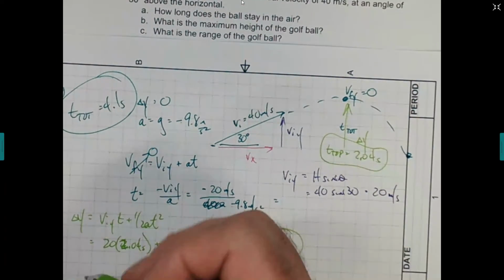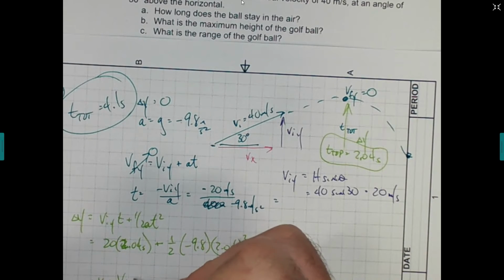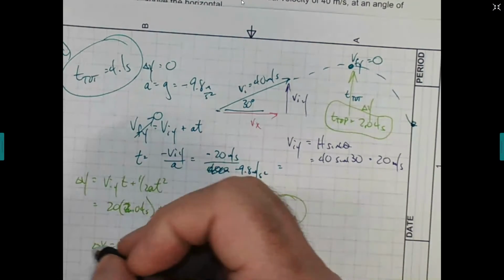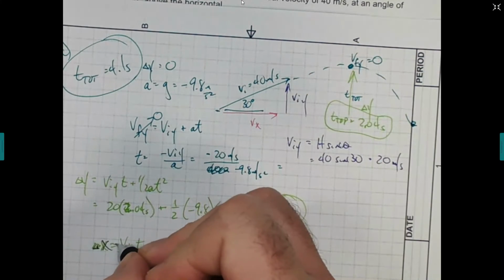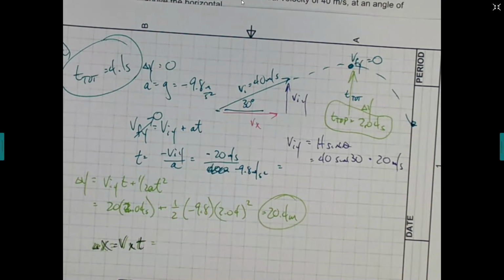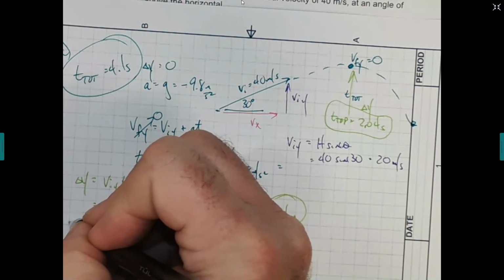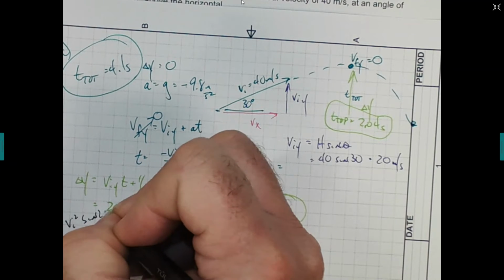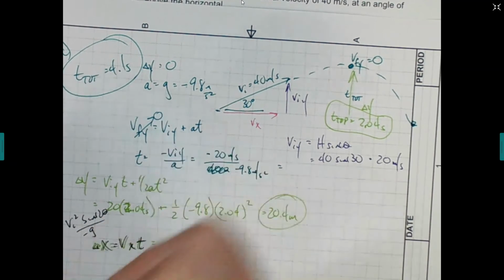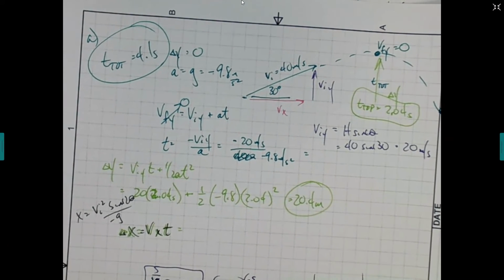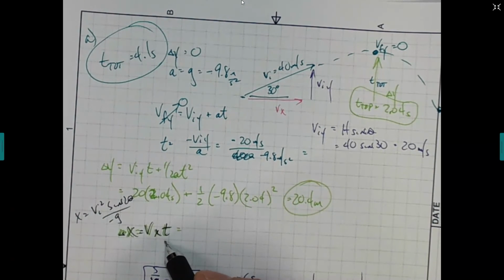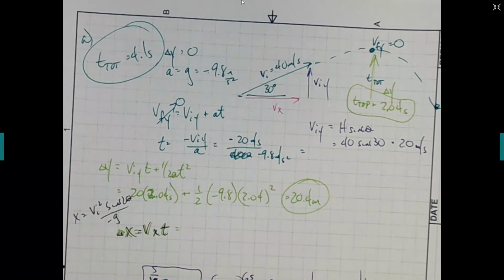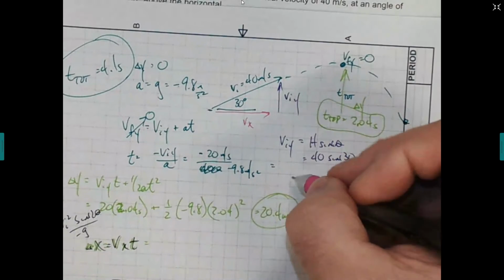And then what is the range of the golf ball? So delta x equals vx times t. We could also use the range equation. Remember that was x equals vi squared sine 2 theta over negative g. Okay, which would work. Or we could use this because we've already solved for the total time. So this looks super easy, although we have to solve for Vx. So whichever way you want to do it, doesn't matter.